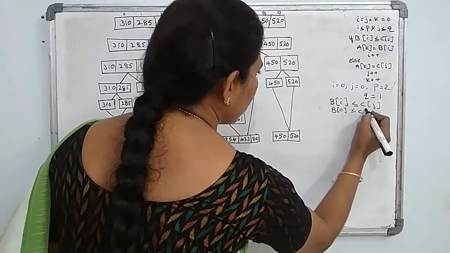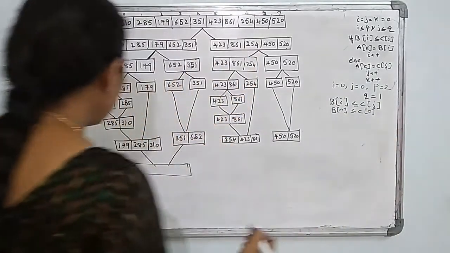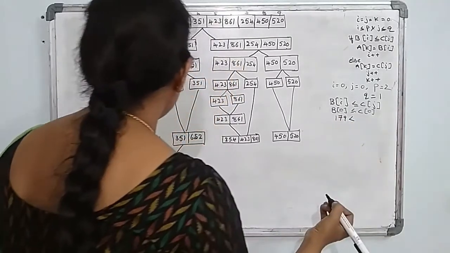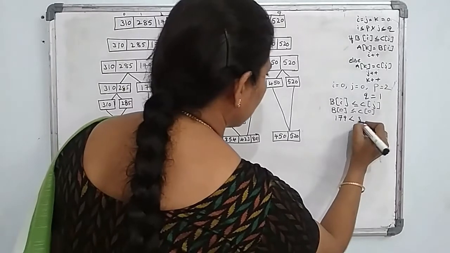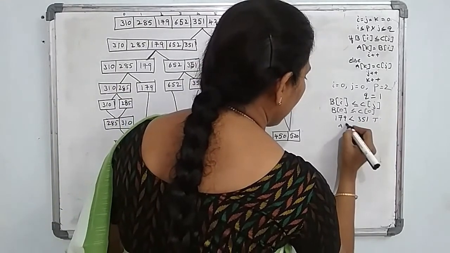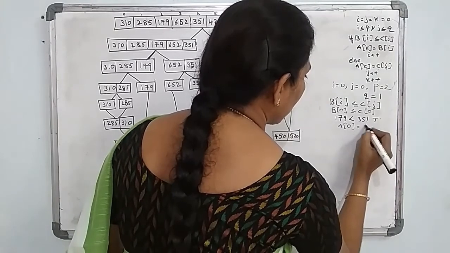B of 0 is less than or equal to C of 0. B of 0 means 179. 179 is less than or equal to 351. Yes, so this will be true. Then you can store A of 0 as 179.